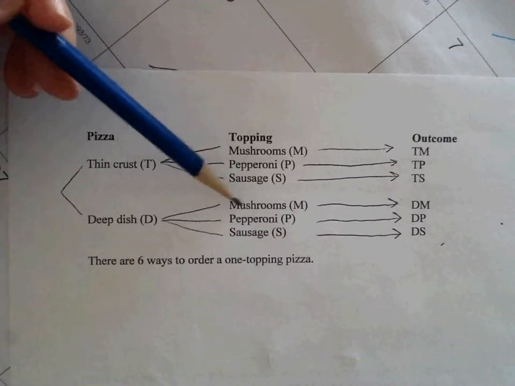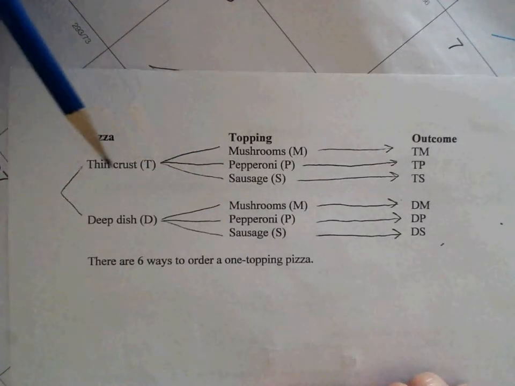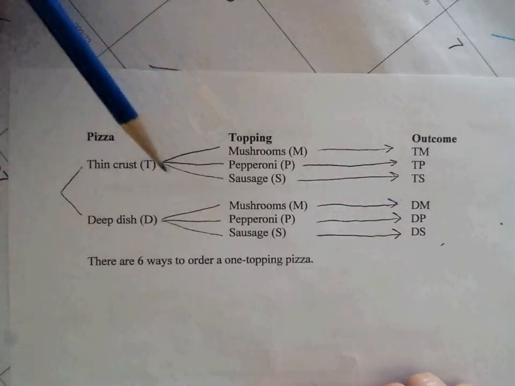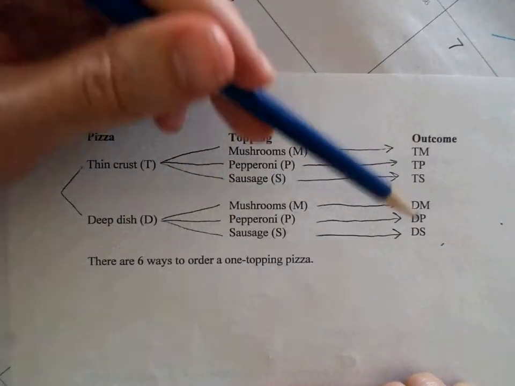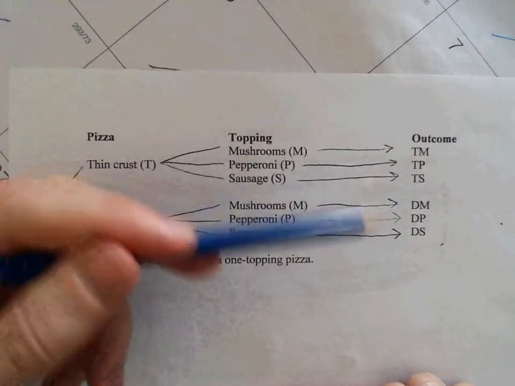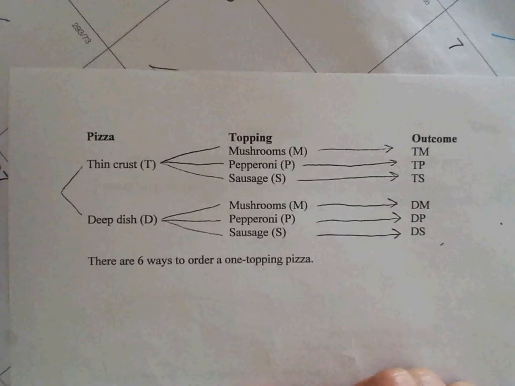Down here, if you chose deep dish, you still have the choice of mushrooms, pepperoni, or sausage. So from here to get your outcomes, connecting the dots again, so thin crust mushroom, thin crust pepperoni, thin crust sausage. Same thing down here with the deep dish and these choices. So you have 6 possible outcomes. So it's your 6 ways to order a 1-topping pizza.